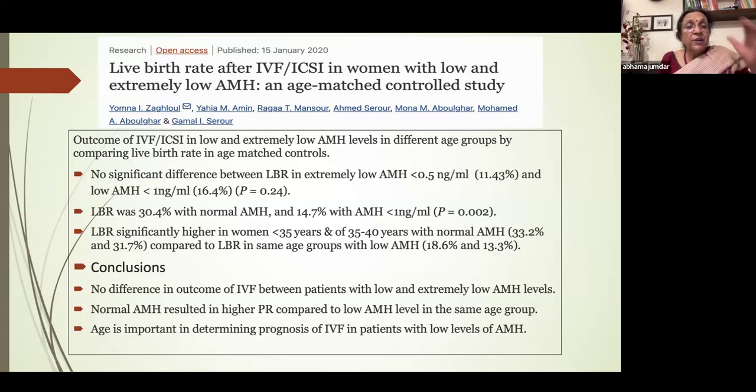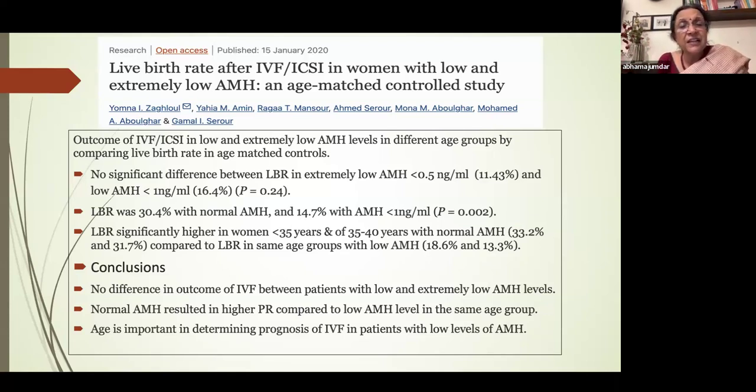Live birth rate was 30.4 with normal AMH and 14.7 with AMH less than 1 nanogram with a significant p-value. So if AMH was normal, the live birth rate was like 30. But if AMH was low, then it was 14. It was half of it with a significant p-value. So if we look at normal and low, there is a difference. But if it is extremely low or low, in age-matched controls, there is no difference. 40 for 40 and 30 for 30.